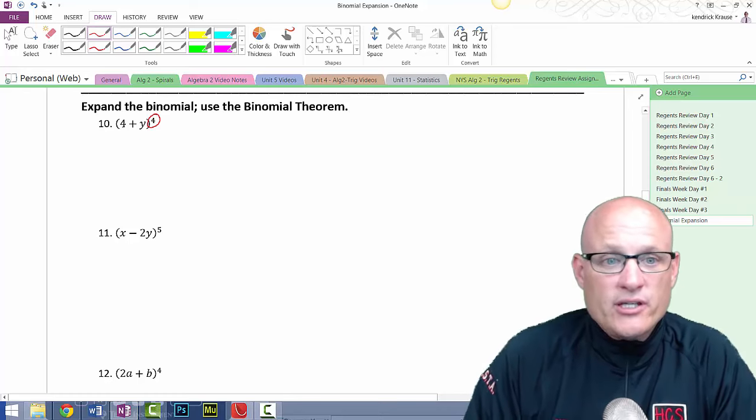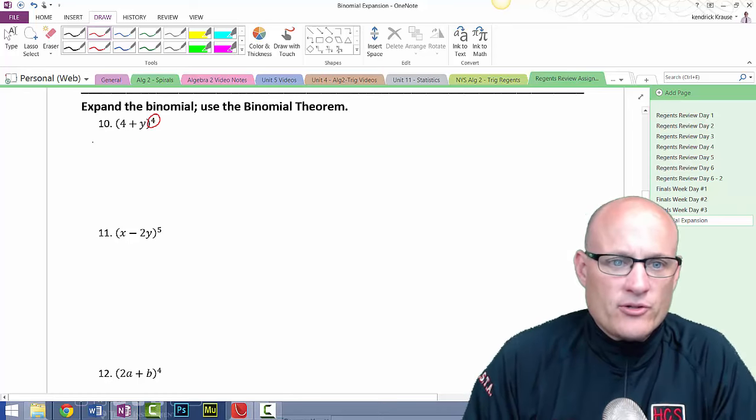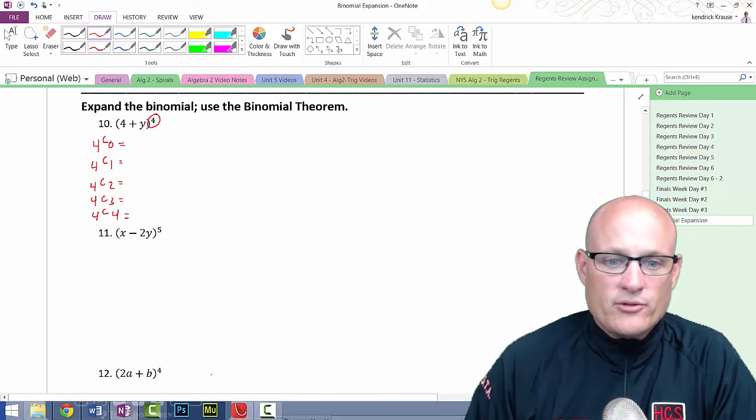That 4 is key. Because that's a 4, I'm going to do 4C0, 4C1, 4C2, 4C3, and 4C4. Now, I know what those are, but if you don't know what those are, you come over to your calculator.